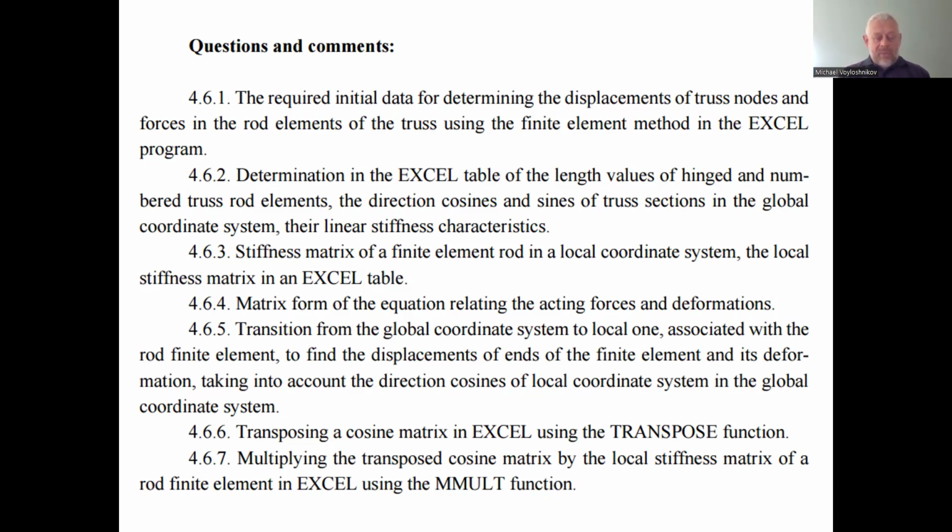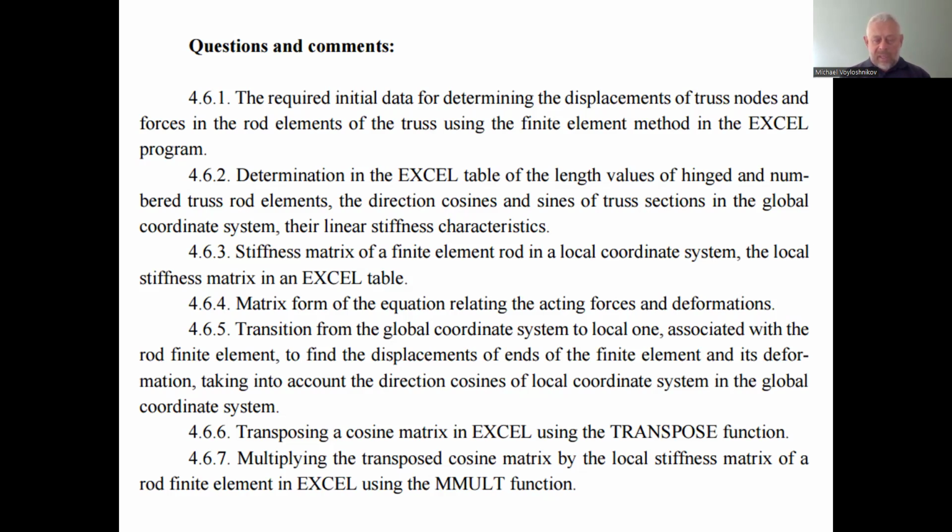4.6.5. Transition from the global coordinate system to the local one associated with the finite element, to find the displacement of the ends of the finite element and its deformation, taking into account the direction cosines of the local coordinate system in the global coordinate system. If we have the vector of displacement of the end of the finite element found in the global coordinate system, we can transform this vector to the local coordinate system by multiplying the vector of displacement in the global coordinate system by the cosine matrix.